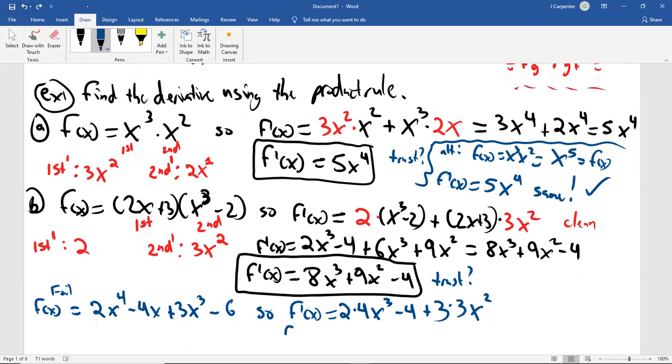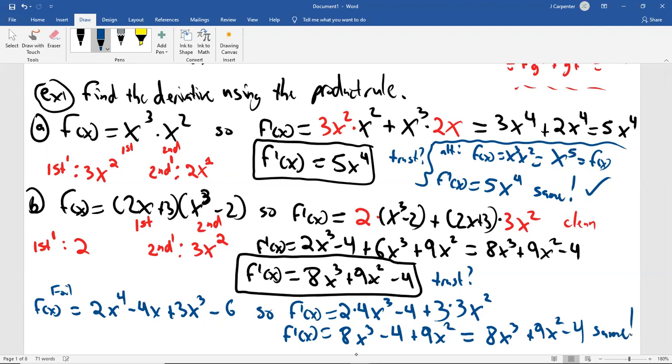Well, guess what happens when you clean this up? You get f prime of x is equal to 2 times 4 is 8. So that's 8x cubed. The minus 4 stays. Then a plus 9x squared. And you know what? There's nothing necessarily wrong with the order of these, but we generally like things in descending order when we can make that happen, which is 8x cubed plus 9x squared minus 4, which is the same thing we got originally. So I hope that that's enough for you to trust this product rule by now.